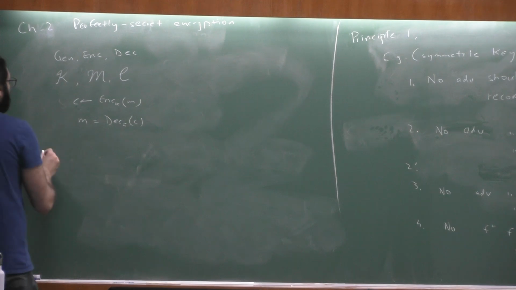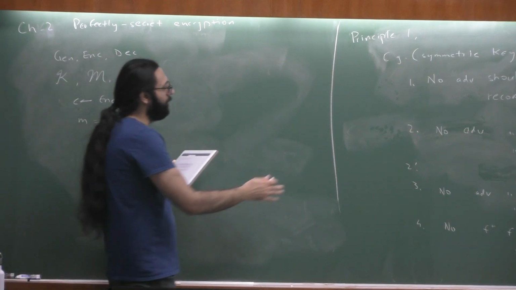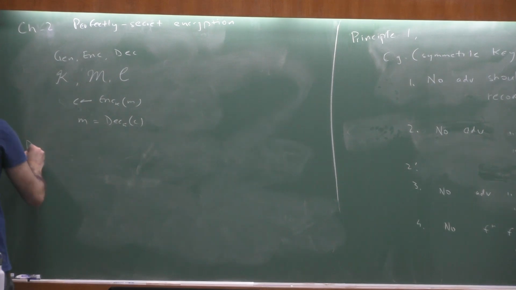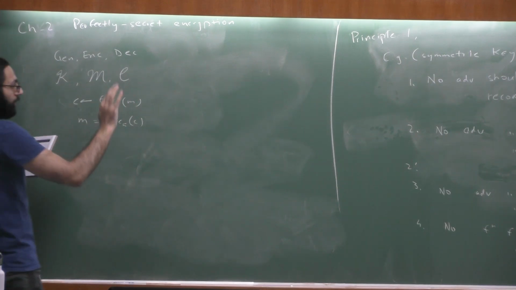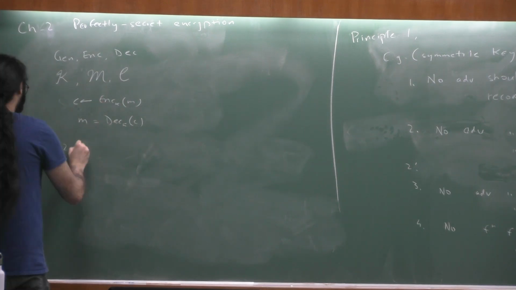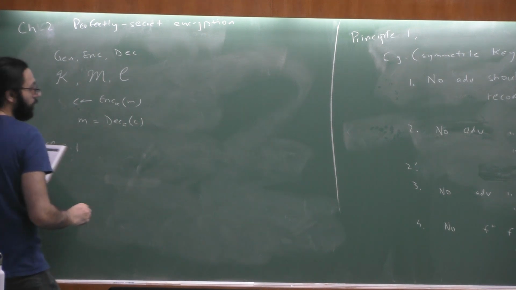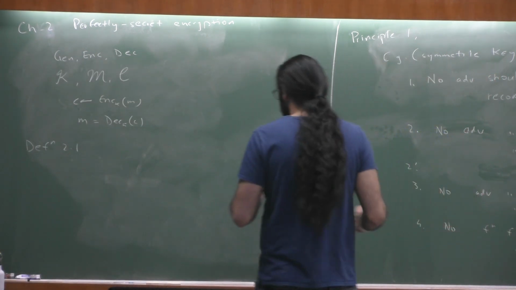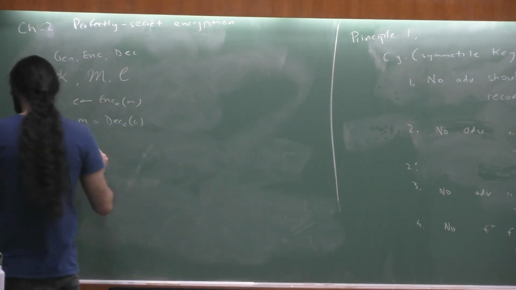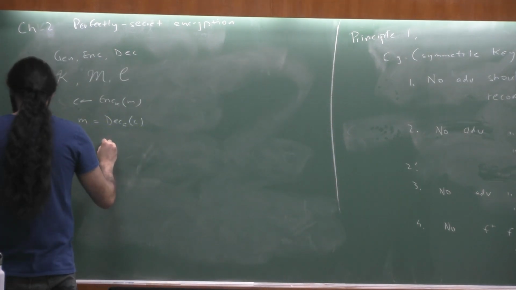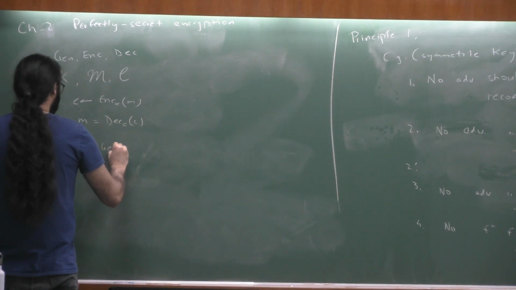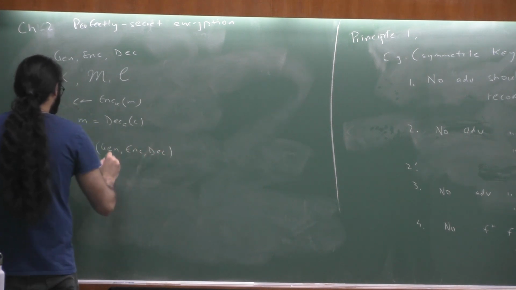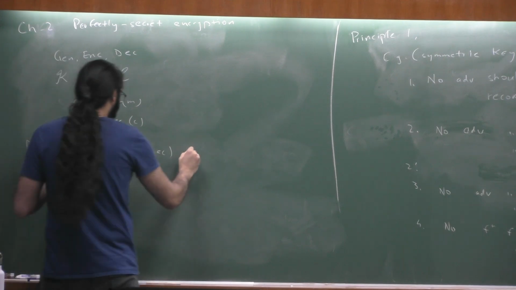Now, what is the definition? That was the first thing: we wanted to have a good definition, and it turns out that the right definition, at least if you're only restricting to a single ciphertext attack, a ciphertext-only attack, is the following. The definition is for the scheme Gen, Enc, Dec.